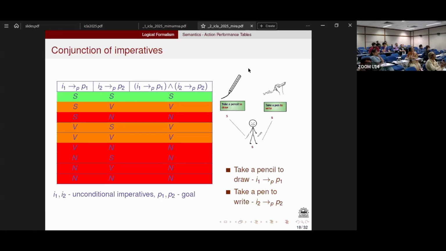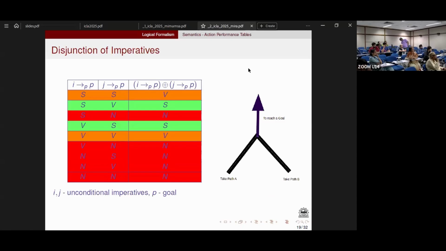There is a conjunction of imperatives. Here, there are two imperatives with two different sub-goals, P1 and P2, but eventually leading to the same final goal that is implicitly mentioned. Say, for example, take a pencil to draw, where to draw is P1, that is one imperative, and the second one is take a pen to write, where to write is P2. If both imperatives are S, only then the conjunction is S, otherwise it is V or N. Even if one of them is N, it is N, because the end goal may not be met. This is the distinction from the disjunction of imperatives, where we have two imperatives and only one of them has to be satisfied.